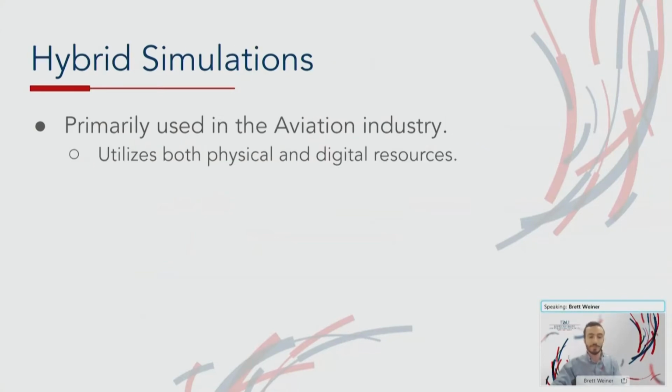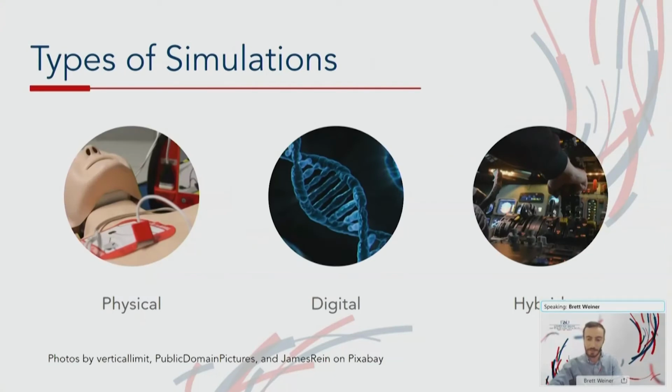Hybrid simulation is used in the case of the aviation industry. It utilizes both physical and digital resources, and I'll show an example back here. So in the far right image, we have physical levers, physical buttons, physical surfaces, but we also have digital instruments as well, shown there. And it's not shown in the image, but we also have the outside windows that are all digital in that case.